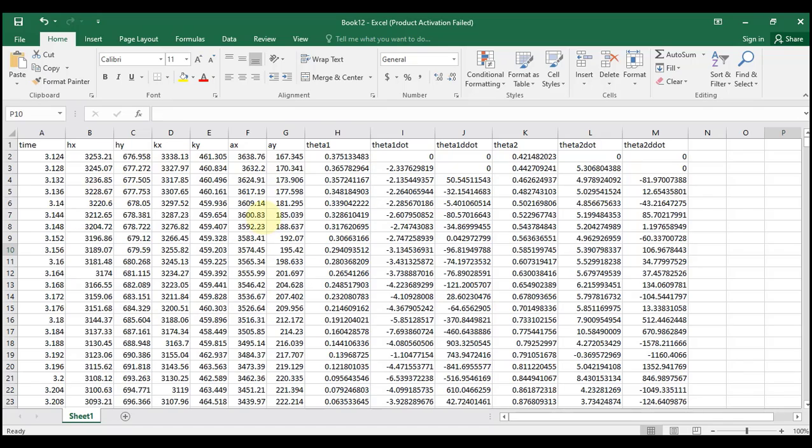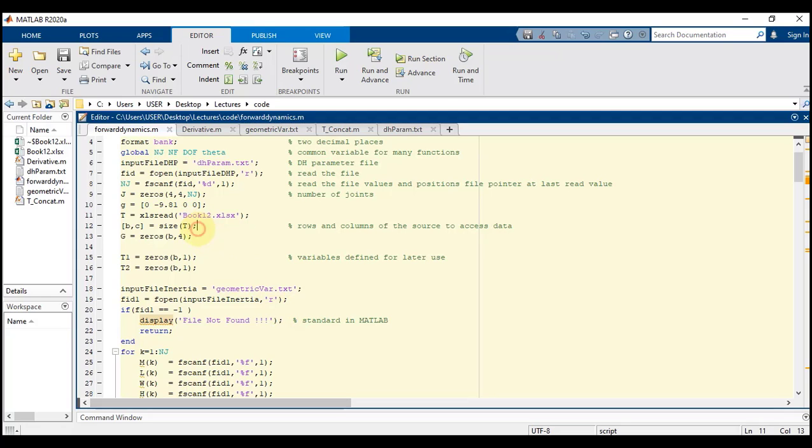From these coordinates we get θ1 and θ2, and from θ1 and time we can get θ1 dot and θ2 dot using a Matlab code, and we can get θ1 double dot and θ2 double dot. Sometimes these values θ1 and θ2 are directly given to us. In that case we don't require these coordinates. Now BC gives the rows and columns value of this Excel sheet, which is read.